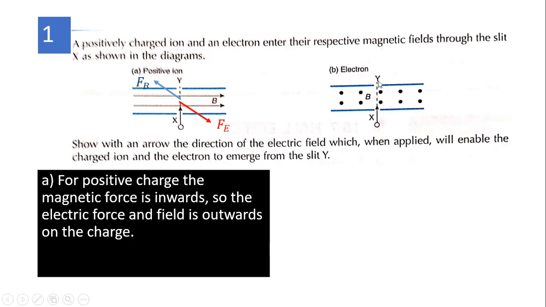Current is to the right, and the field is coming out. Current is going down. Field is coming out. So where's the electric force? Where's the electric force? Why take so long?